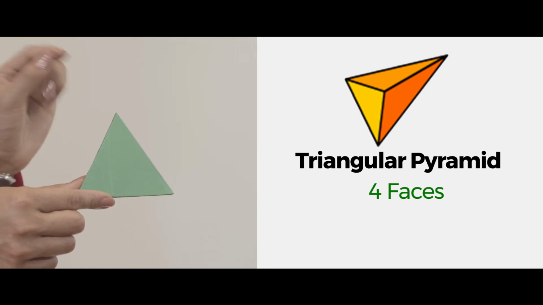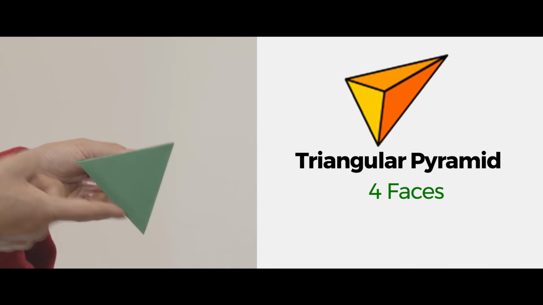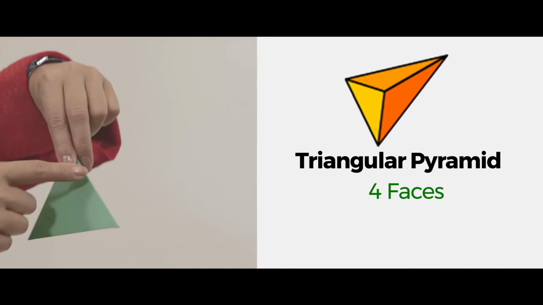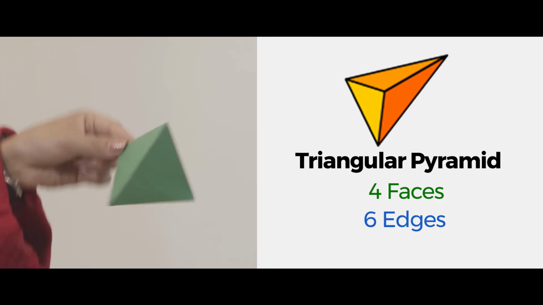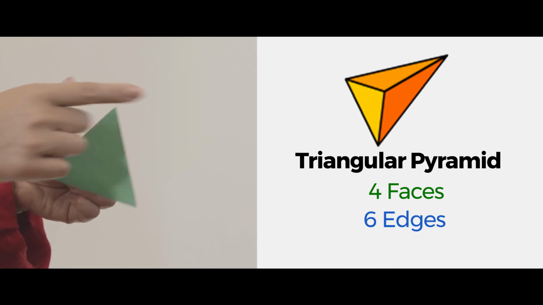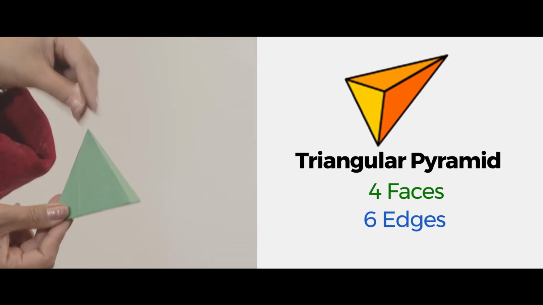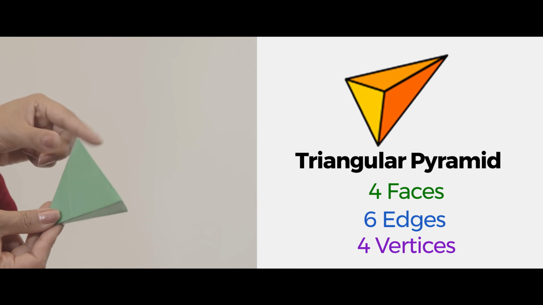Now let us count the edges. 1, 2, 3, 4, 5, and 6. This shape has 6 edges. Now let's count the vertices. 1, 2, 3, and the top vertex here, apex. So this shape has 4 vertices.